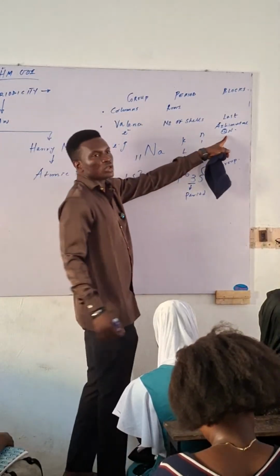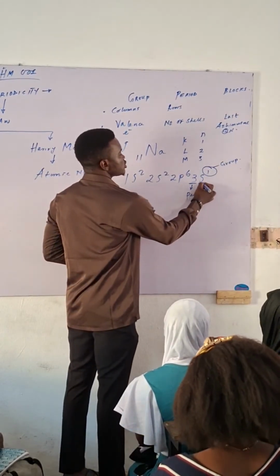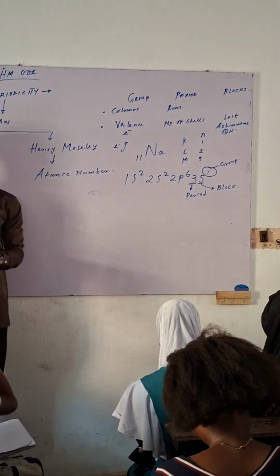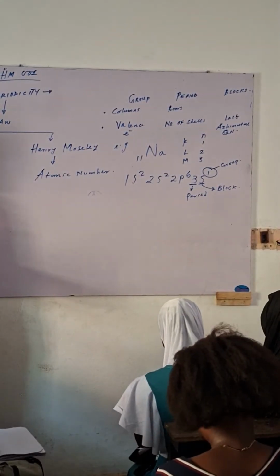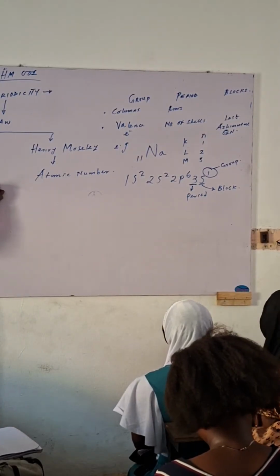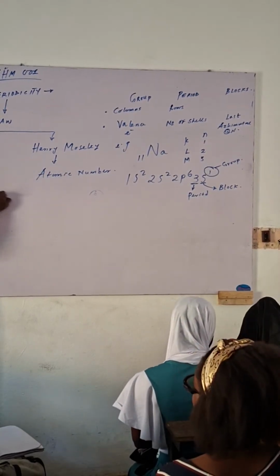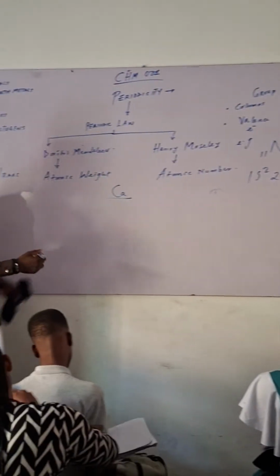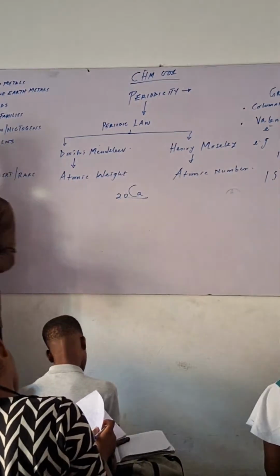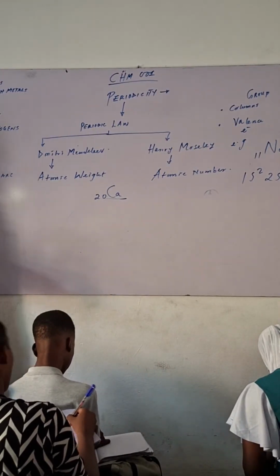Then this azimuthal quantum number: when it is s, you remember we say l is 0. So this tells you the block. That means sodium belongs to group 1, period 3, and block s. Do you get that? Everybody, where does calcium belong? The atomic number for calcium is 20. What group is it in? What period? What block?